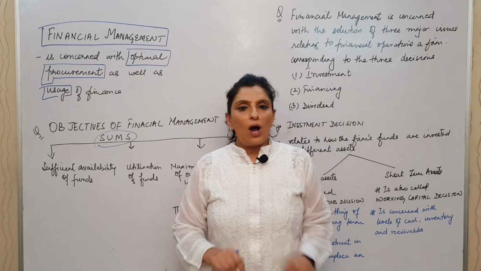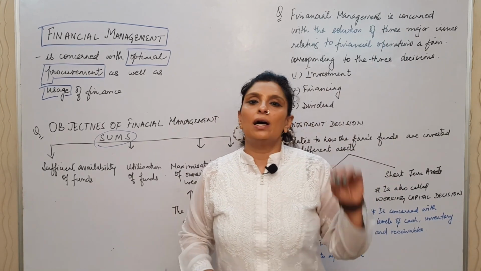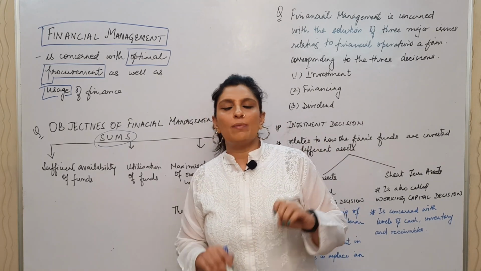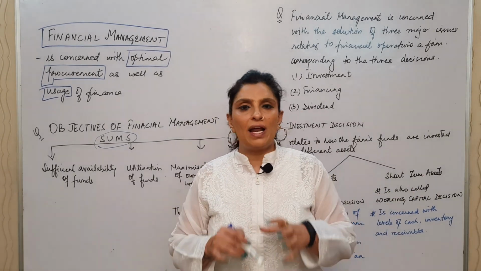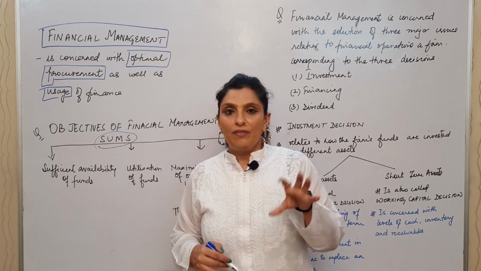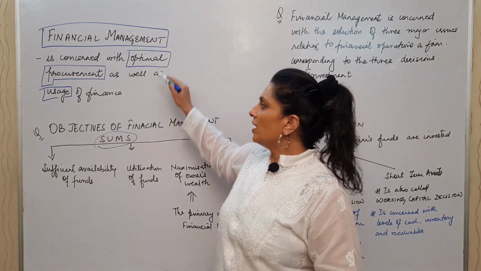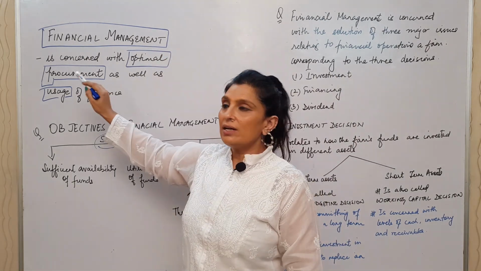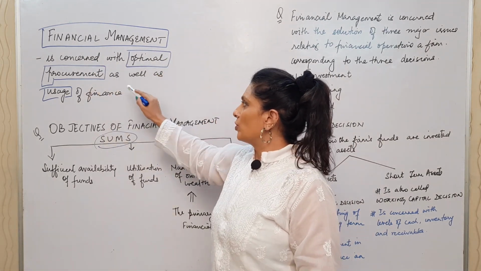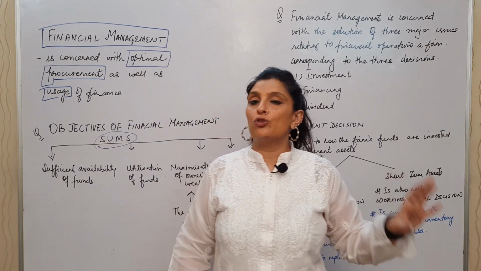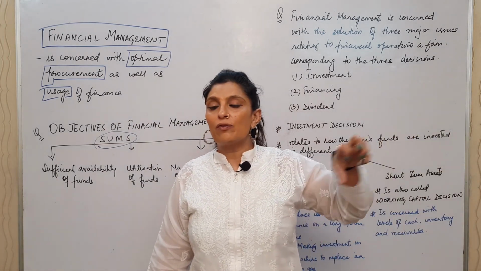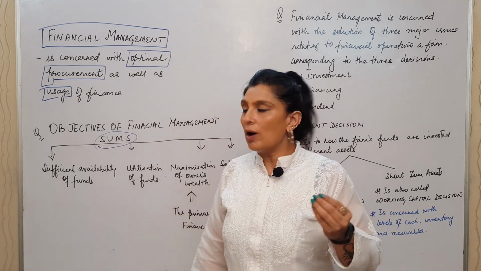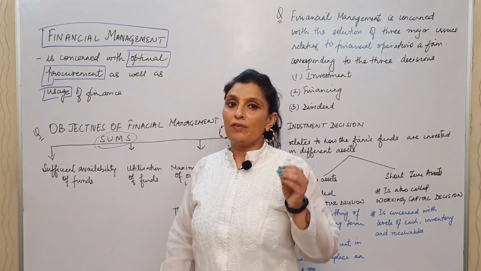Hi everyone. So after doing the aims, the definition of financial management, and which is a cheaper source of finance, when we talk about finances or business finance, we come again to the objectives of financial management. The definition here says it is concerned with optimal procurement as well as usage of finance. So you get finance from somewhere, you get money from somewhere, and how you use it is what financial management talks about.